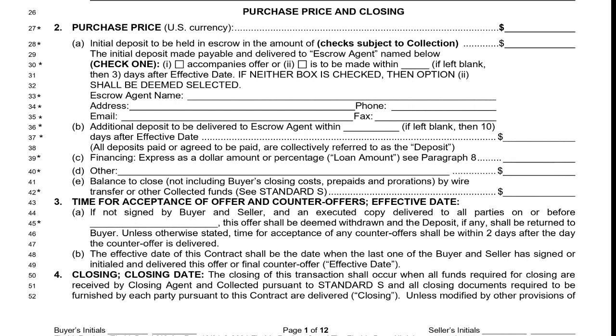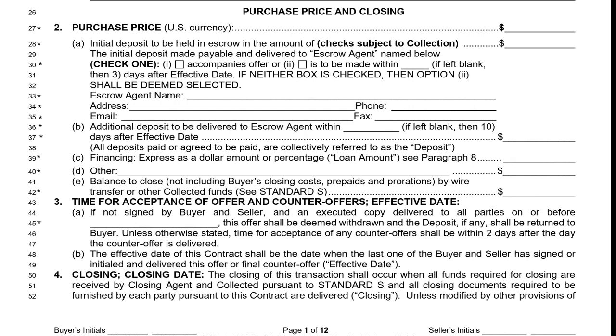Line 36, sometimes on a cash deal, you'll have 2 deposits. One deposit that's entered up front, another deposit that's entered after inspections. So that is what that would be used for. That's why it usually says 10 days after effective date.